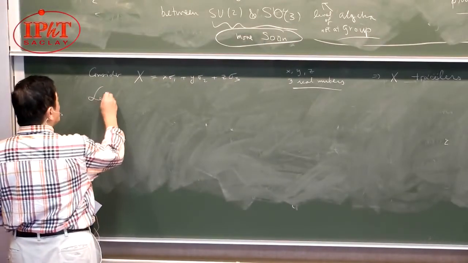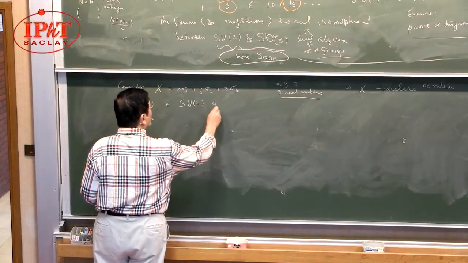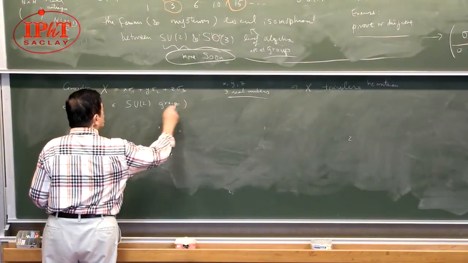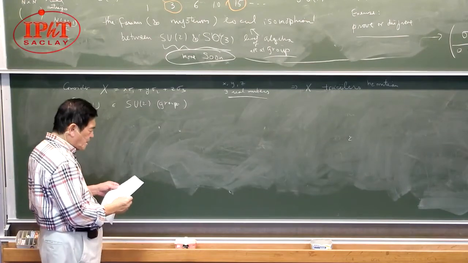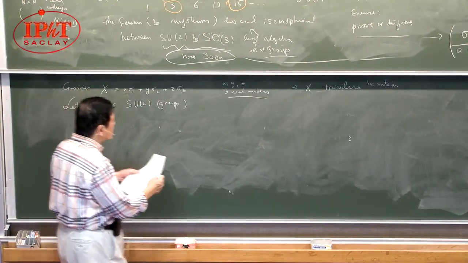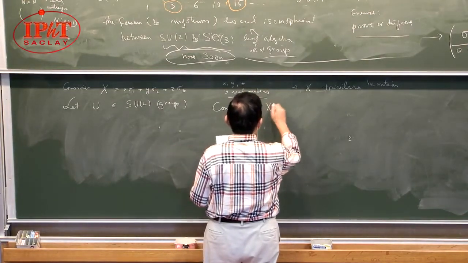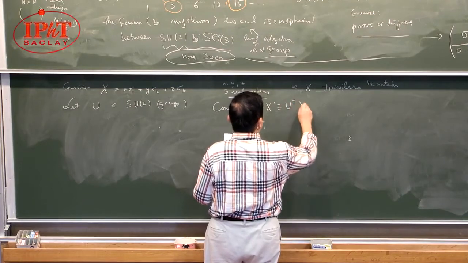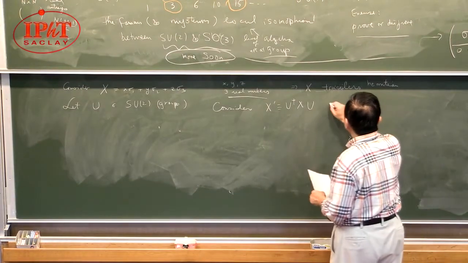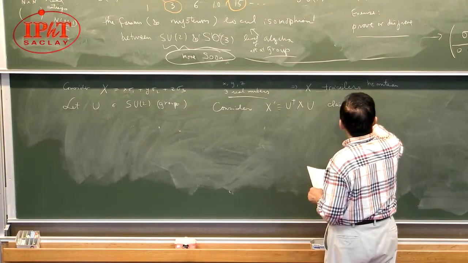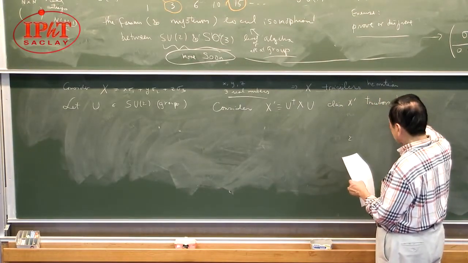So let U belong to the group SU2, and here I'm talking about the group SU2. So U is an element, a unitary matrix, with determinant equal to 1. Then we consider X prime equal to U dagger X U. So that's the definition of X prime. Now we claim that X prime is also traceless Hermitian.